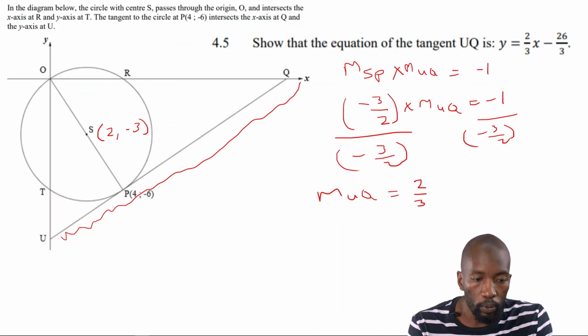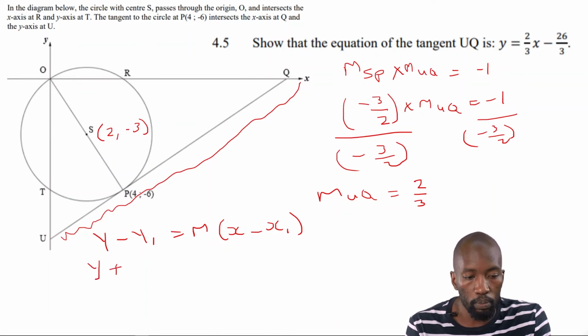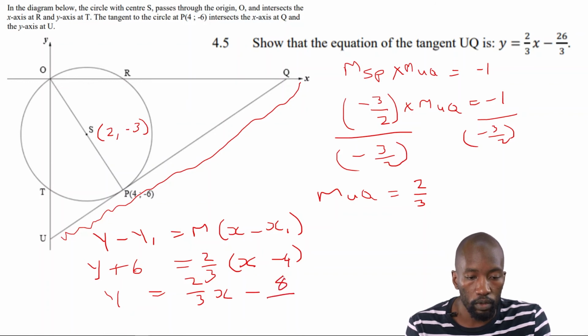Now we're going to use this formula here. y minus y1 is equal to m into x minus x1. Then we're going to say y minus minus 6, which is just plus 6, is equal to m, which is 2 over 3, into x minus 4. Now we're just going to say y is equal to 2 over 3 x, then minus 8 over 3. Then we bring the 6 over, it becomes minus.